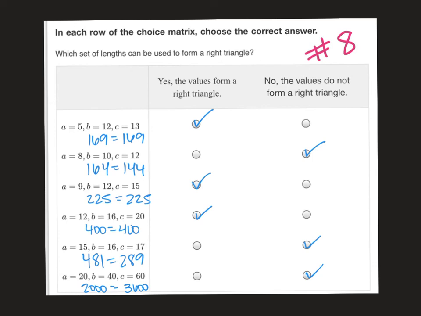So you're just plugging it in. A squared plus B squared equals C squared. Make sure you put the longest side in C squared, and you're seeing if the sides are equal.